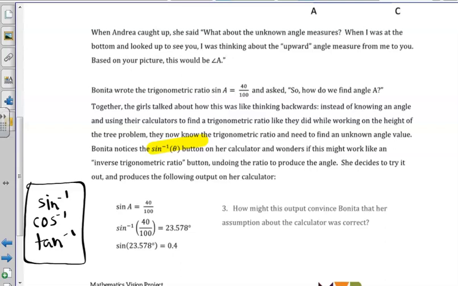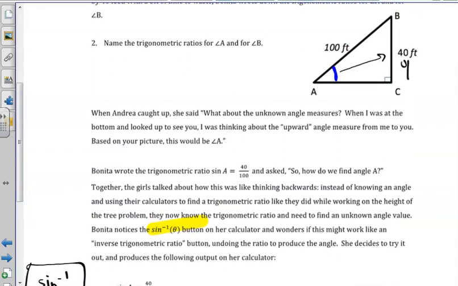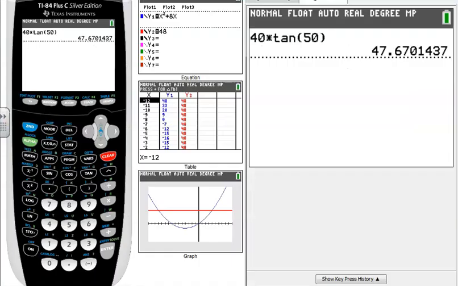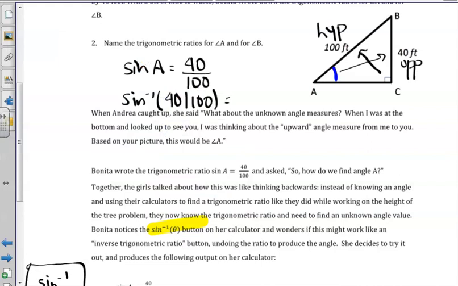So the difference here is if we need to find a side length in a right triangle, we would just use sine, cosine, and tangent. But if we need to find an angle measure, we would use sine inverse, cosine inverse, and tan inverse. So if we look to see what Bonita wrote down, from where the reference angle A is, we have the side opposite, and we have the hypotenuse. So the trig function that uses opposite and hypotenuse would be sine. So we can write that as the sine of A equals 40 divided by 100. Now because we're trying to find an angle measure, we would use the inverse function and divide 40 by 100. Second, sine inverse, 40 divided by 100 is approximately 23.57 degrees, or we can say 23.6 degrees if we round to the nearest tenth.